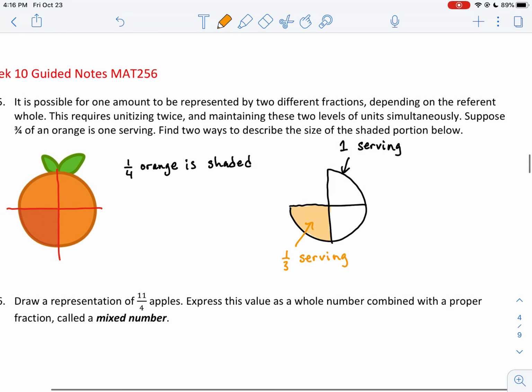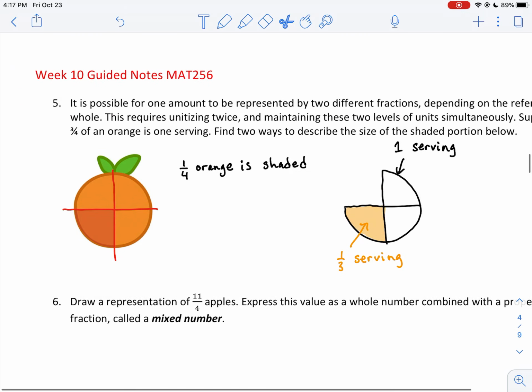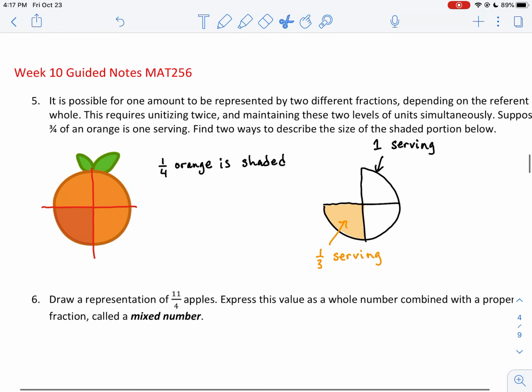Right, so this is what I mean when I say that it is possible for one amount, and that amount is the same amount of orange, to be represented by 2 different fractions depending on the referent. And we've unitized twice. When I'm thinking servings, I have a different visual for what an entire serving is. When I'm thinking oranges, the entire circle is the entire orange.